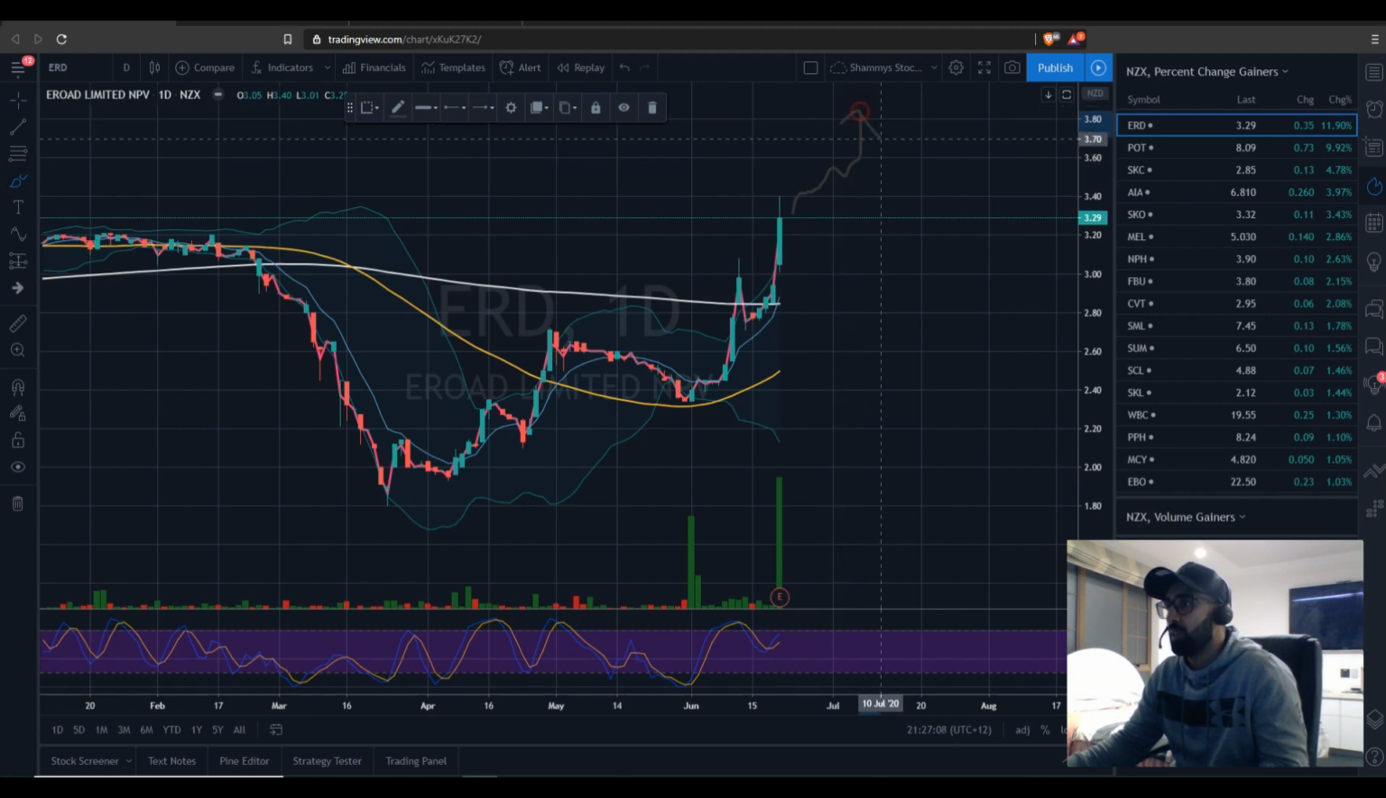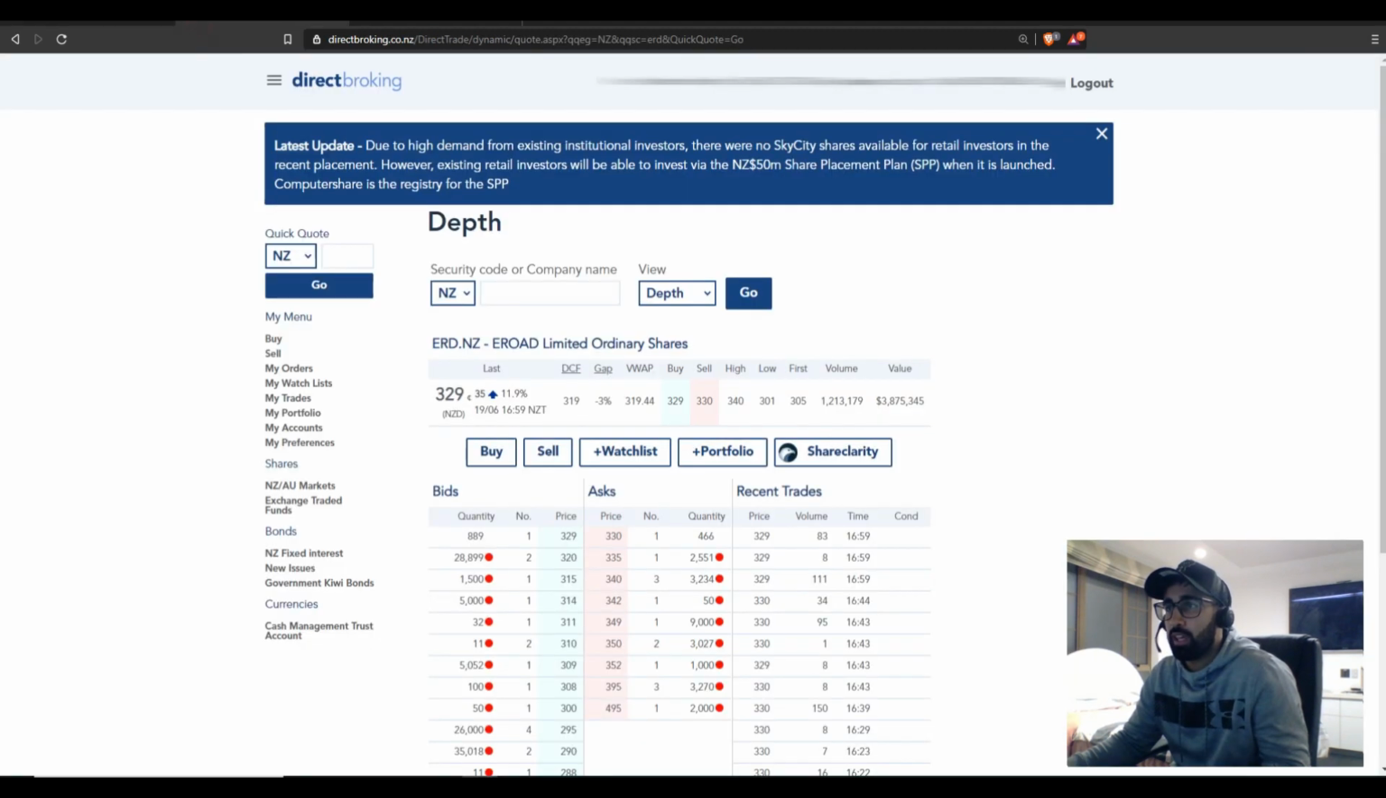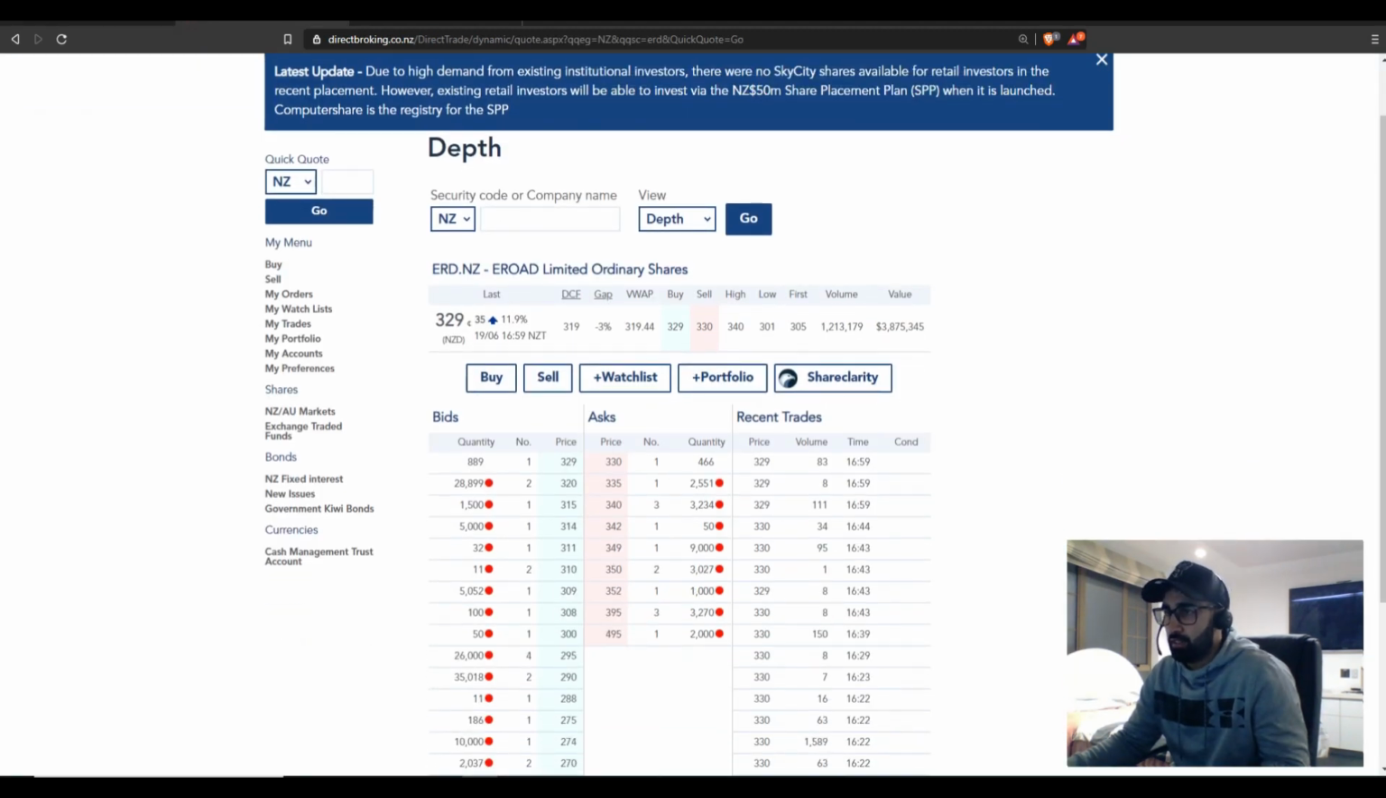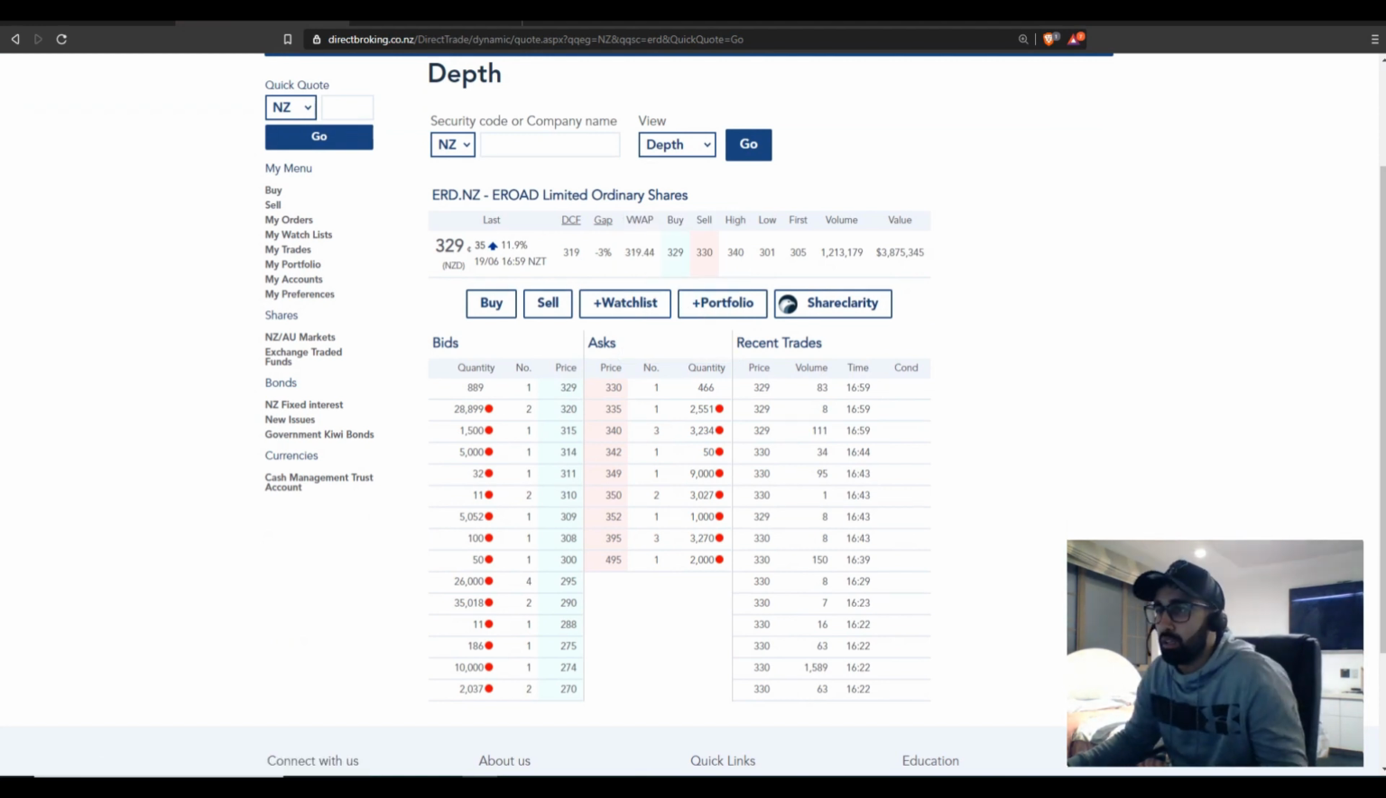Can it continue higher? For me, I personally don't want to trade ERD, and the reason is that if I look at the market depth here, this guy's buying $2,900 worth, and this guy's selling $1,500 worth. It's just not enough liquidity for me. If I wanted to get in and out of the stock with a large amount of shares, I couldn't do that, but you can do it with $1,000. So I personally will stay away from it. You can also see the recent trades, and it's only 83 shares. So this is a stock that's probably not a good one to trade, simply because it's not liquid enough for us.